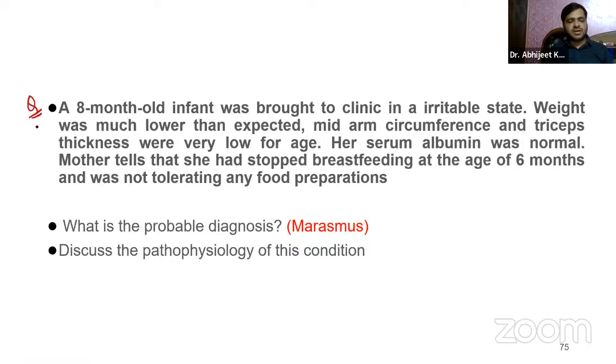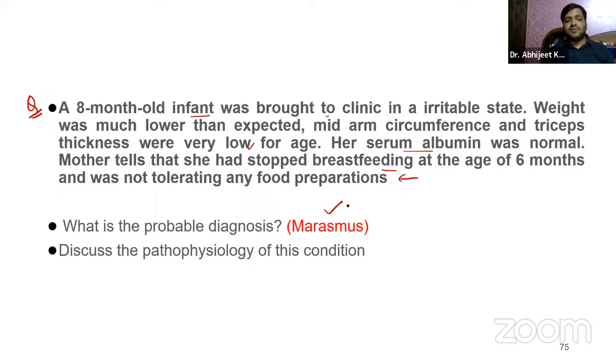Coming on to the next question, guys. They say an 8-month-old infant was brought to clinic in an irritable state. Weight was much lower than expected, and the mid-arm circumference and the triceps thickness are very low for age. Her serum albumin was normal. Mother tells that she had stopped breastfeeding at the age of 6 months and was not tolerating any food preparation. What is the most probable diagnosis, guys?